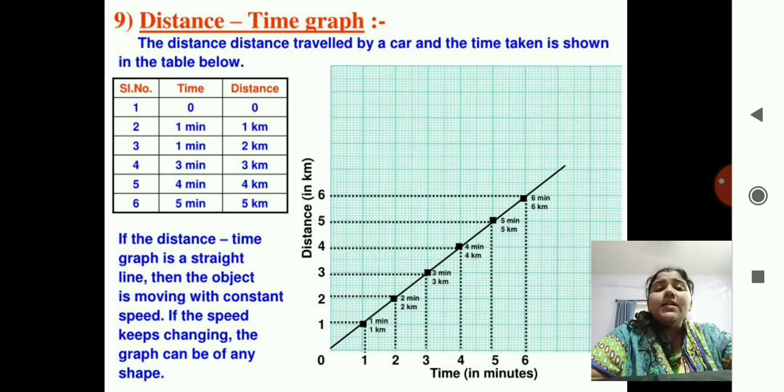So if the distance time graph is a straight line, then the object is moving with a constant speed. If the speed keeps changing, what will happen? The time is 1, 2, 3, 4, 5, 6. But if the distance changes, that is if the speed changes, what will happen? The graph will move, correct? The points will move up and down. So the graph can be of any shape.